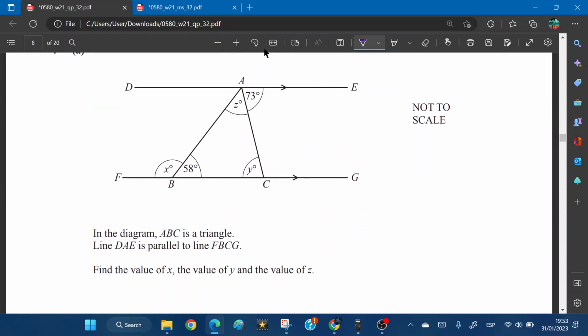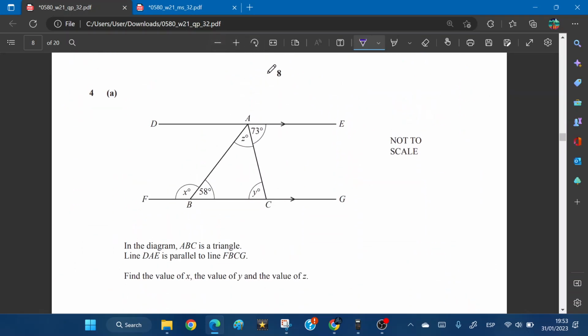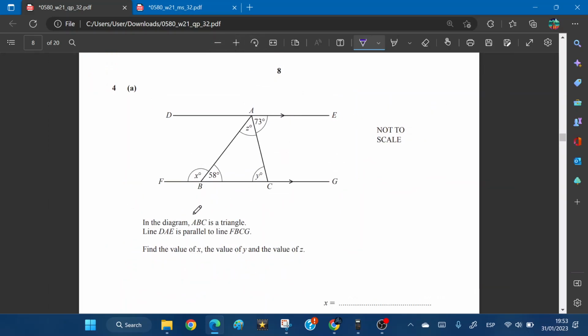Right, angles. Alright, ABC is a triangle. Why do they tell us that? So we can think, triangles, 180 degrees. Good. And it tells us they're parallel. These two lines are parallel. We can see that because we've got the arrows. But they tell it to us, we need to use that. So parallel lines, think F and Z angles. Remember, F or alternate and corresponding. Find the value of X, the value of Y, and the value of Z.